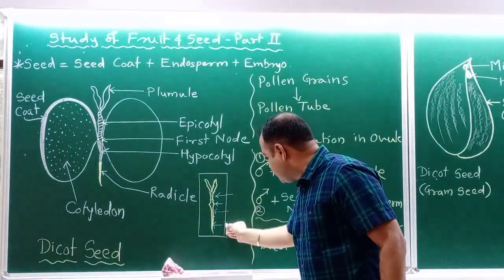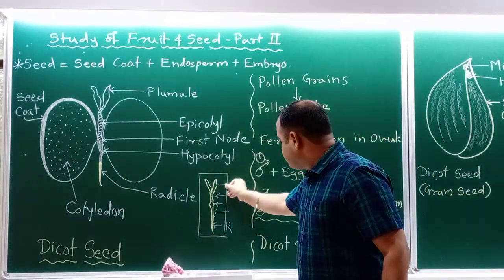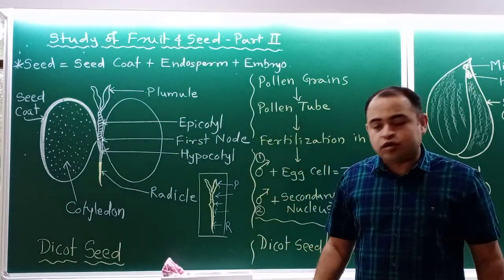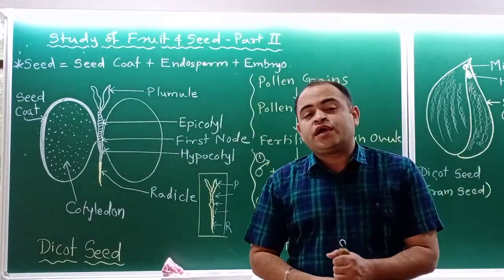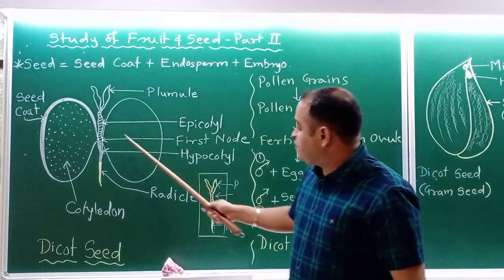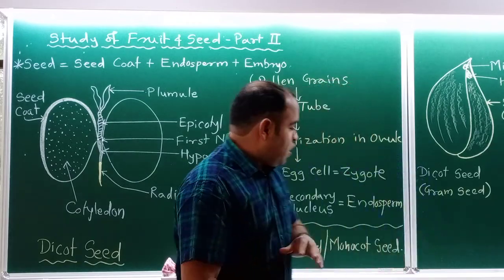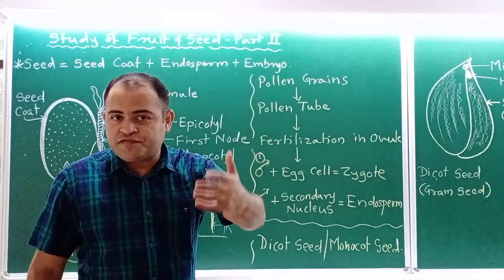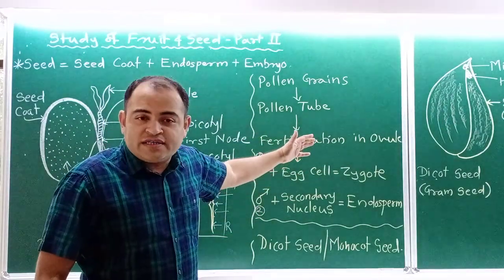So I am writing here R, radical, and this is plumule. So this plumule and radical are growing independently with the help of the available endosperm in the seed cotyledon. Once again, you can go through this. If you want, you can pause the video and definitely you can understand.